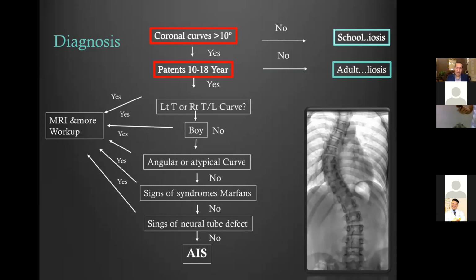Then we have the angular or atypical curves, which indicate that there is some associated disease, or there is an abnormality in the spinal cord or the spinal column. So we have to do further investigation. If not, it's idiopathic scoliosis. Then we examine for syndromic features like Marfan's, as an example. Sometimes we have features like Marfan's syndrome, but it's not Marfan's, so we can exclude this. If it is Marfan's, it's syndromic, and it's a completely different treatment.